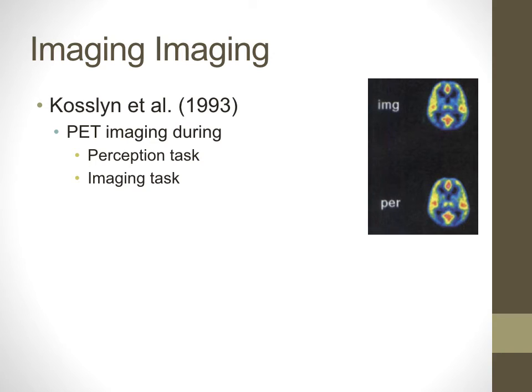So what happens when we actually look at images and do some imaging studies on the brain during different types of tasks? So in a study by Kosslyn in 1993, there was PET imaging during two different types of tasks, a task when somebody was perceiving and a task when somebody was doing imaging. And what was discovered was that there is a large overlap in brain activity during these tasks. So this overlap in brain activity shows that similar systems are used in these different types of tasks, and that the brain is not using different areas to work on these different tasks.